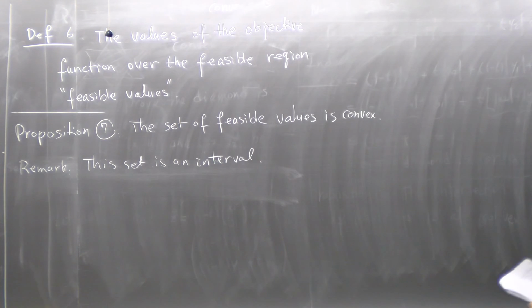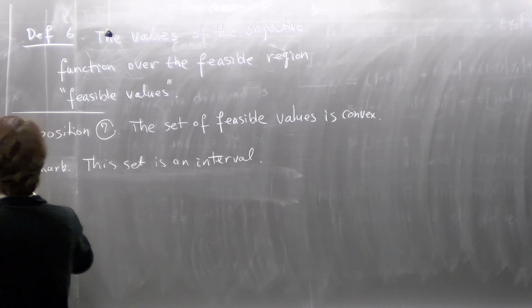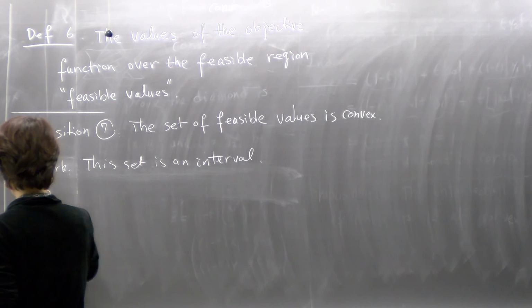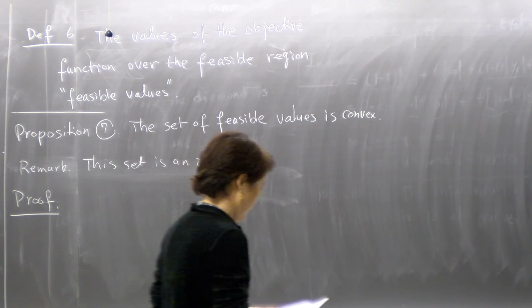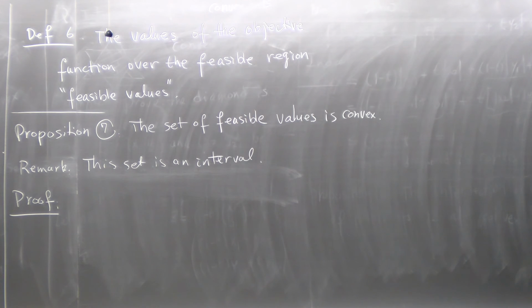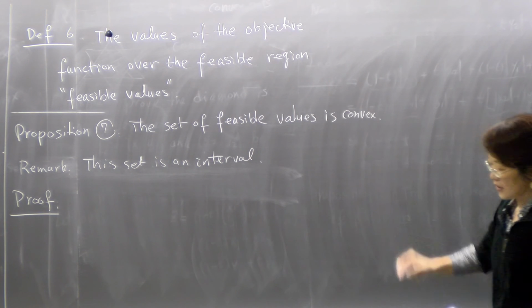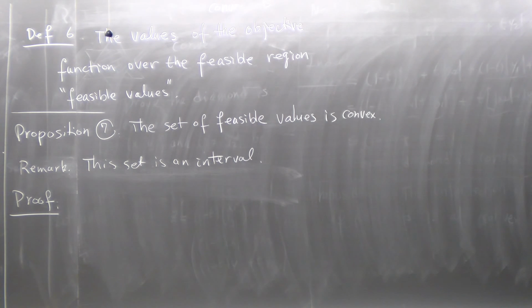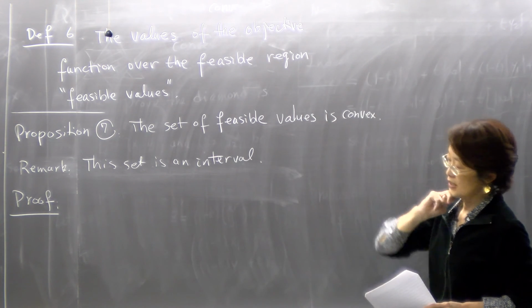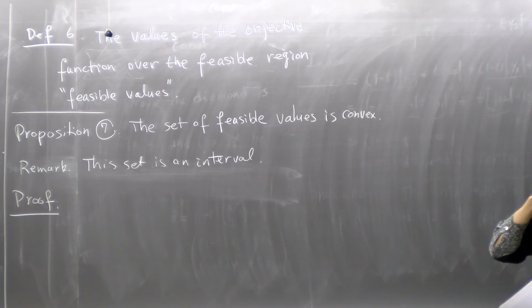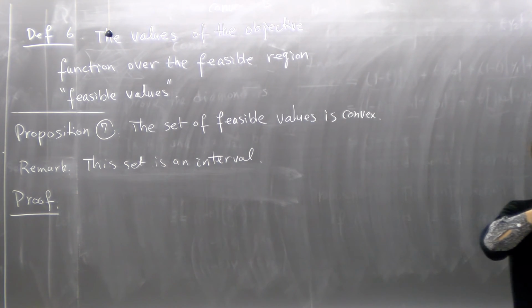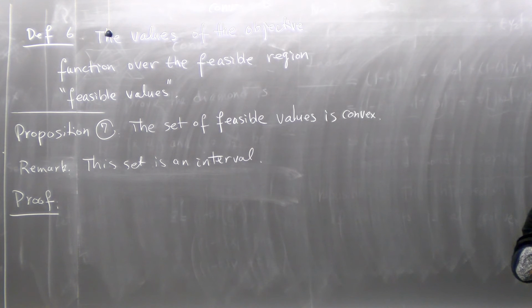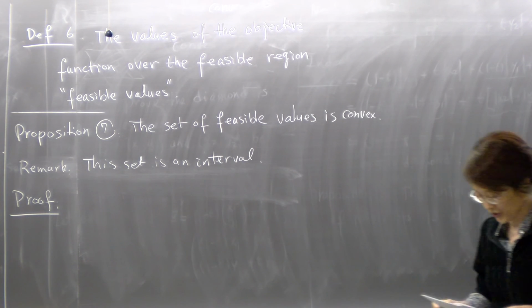Okay, let's try to prove this proposition. We have to prove that this set here is convex. Again, the proof has to be done per definition, meaning I need to take two values in this set and then make a convex combination of them and say that combination is also in the same set. Is that clear? That's always the way to go. No other way. You have to stick to the definition.